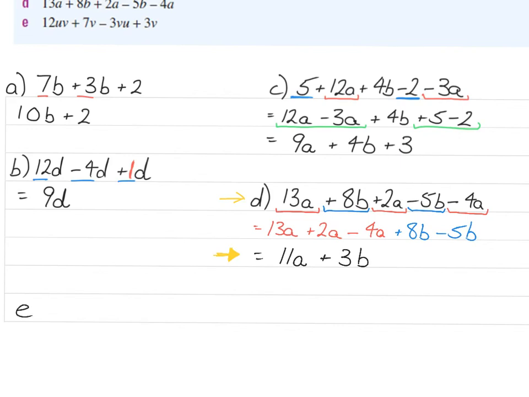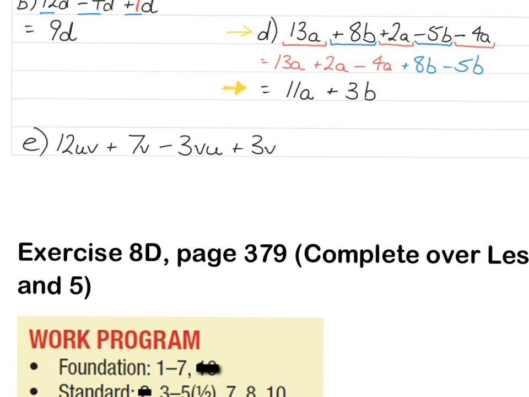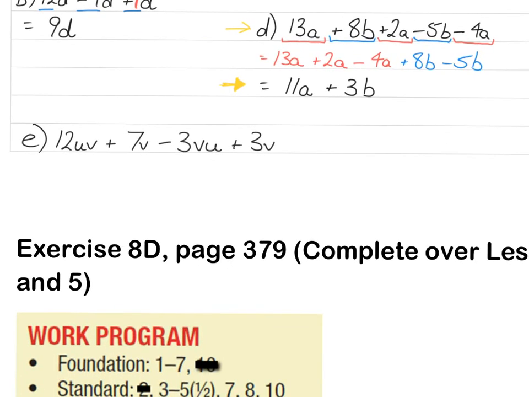And then the last question we're going to do is question E. Okay, and question E is 12uv plus 7v minus 3vu plus 3v. And I'm just going to move it up the page so you can see it a bit better. And I'm going to run out of room, but that'll be okay.